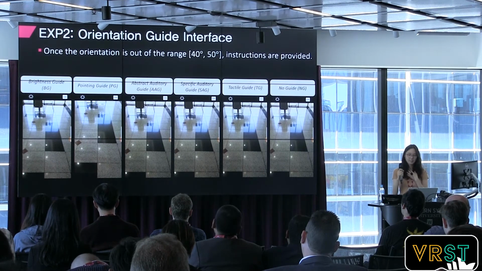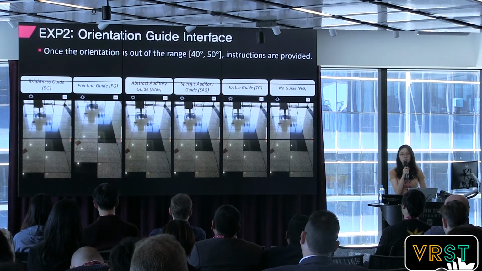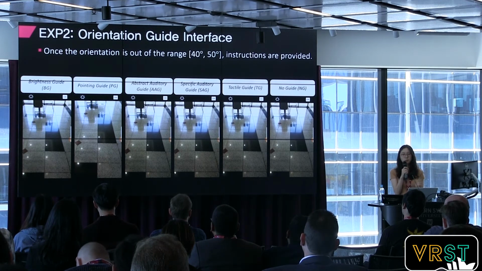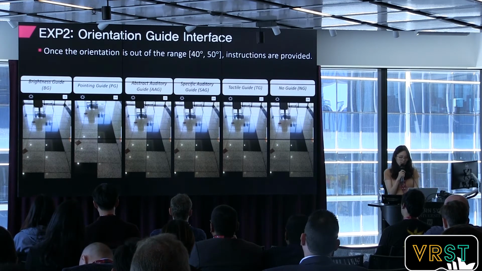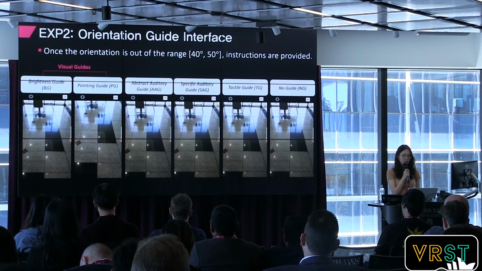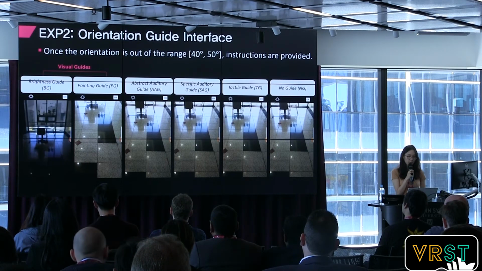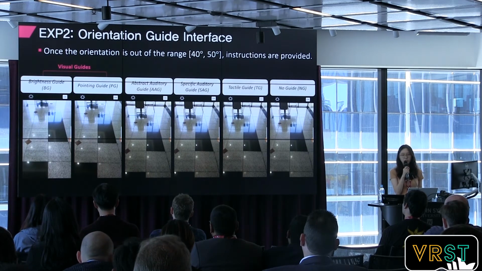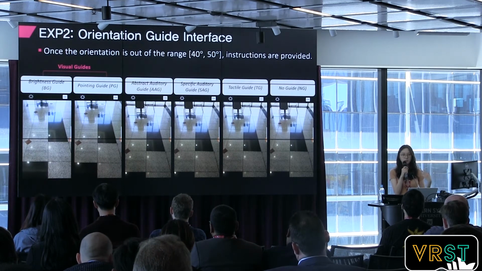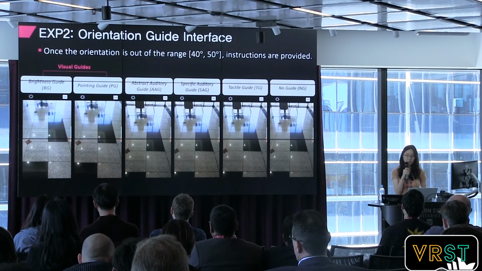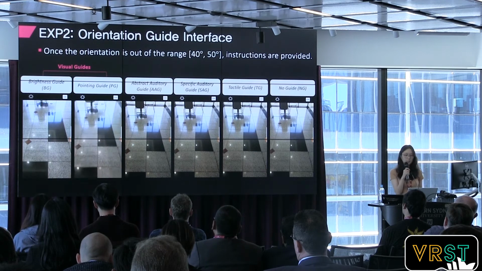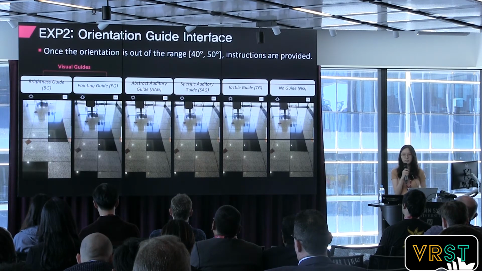So, we implemented 6 orientation guide interfaces. Once the orientation is out of the predefined range of 40 to 50 degrees, instructions are provided to the users. First up are visual guides. For a brightness guide, the brightness of a sub-area of the screen is changed to guide the users to tilt their smartphone in a particular direction. We also have a pointing guide, where a yellow arrow appears on the upper part to guide tilting directions.